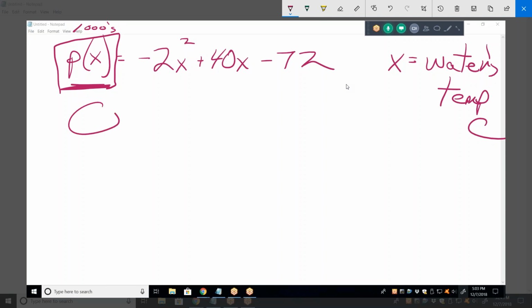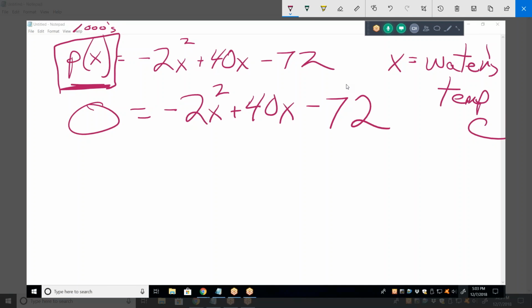0. So set the equation equal to 0. If they're wanting to know what temperature produces 0 fish, they could have also said what temperature gives you 100,000 fish. So it all depends on what they say. Now, that's a quadratic that we can solve. Relatively easy. What's the first step on solving that quadratic?